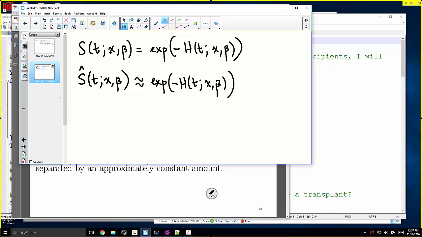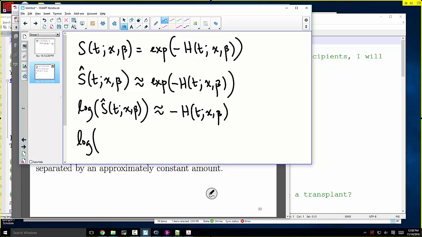Then let's log transform the Kaplan-Meier curve. That gives me approximately minus the cumulative hazard. And if I take the minus log transform of the Kaplan-Meier curve, we have that this is approximately the log of the cumulative hazard.